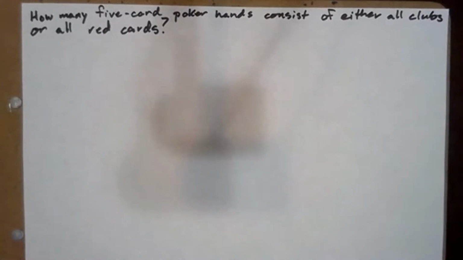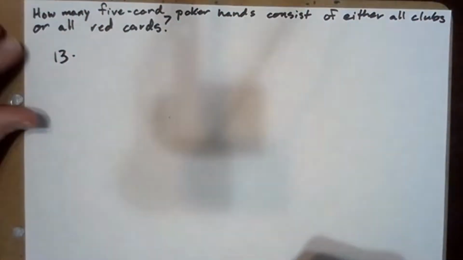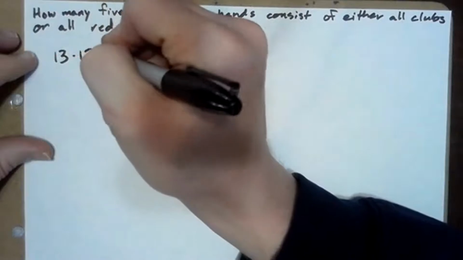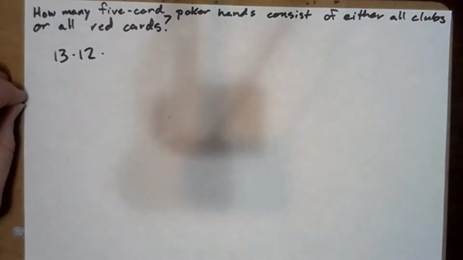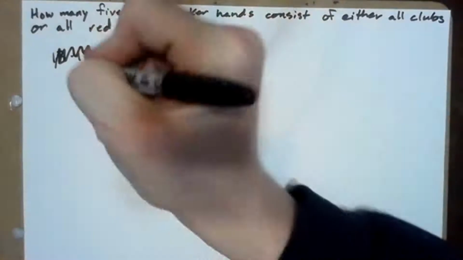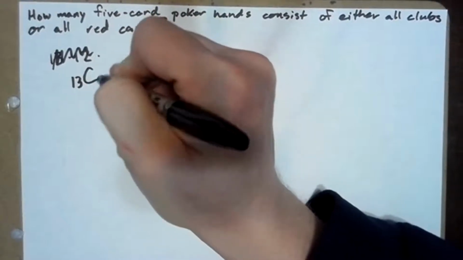Okay, how many 5-card poker hands consist of either all clubs or all red cards? Okay, so the first thing we want to do is figure out how many all club hands there are. All club hands, well, there are 13 club cards to start with. And then once one of those is picked, there are 12 to start with, times, I feel like this is not the easiest way to do this. The best way to do this is we've got 13 choose 5.